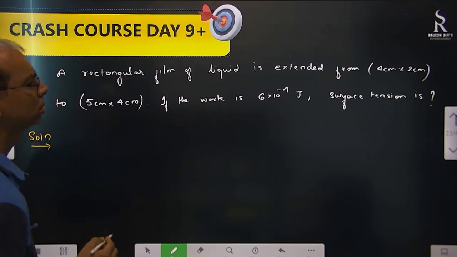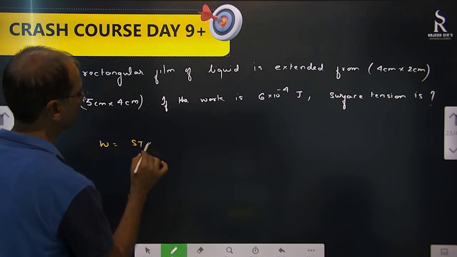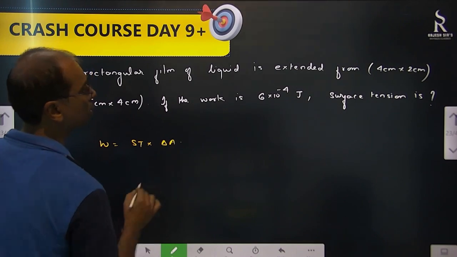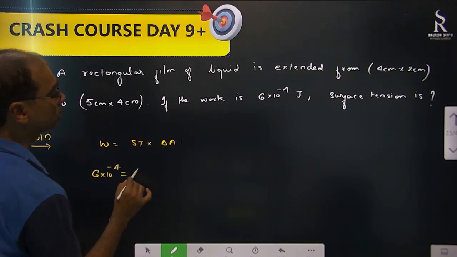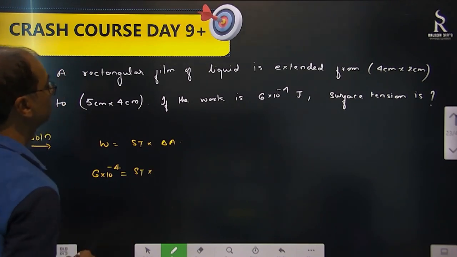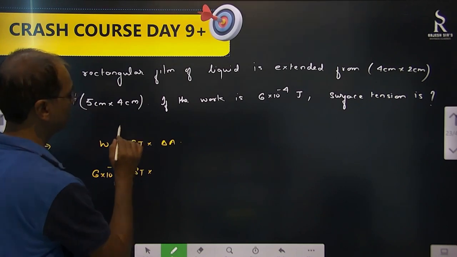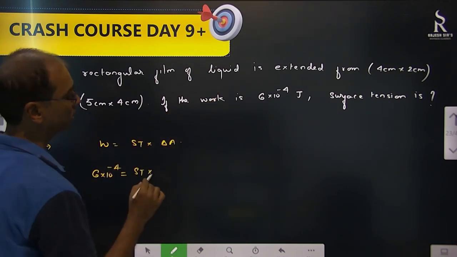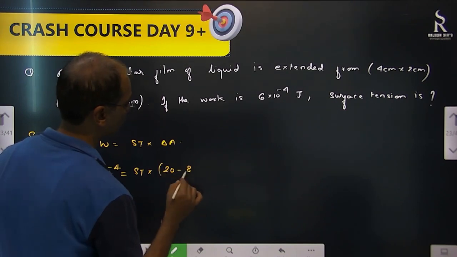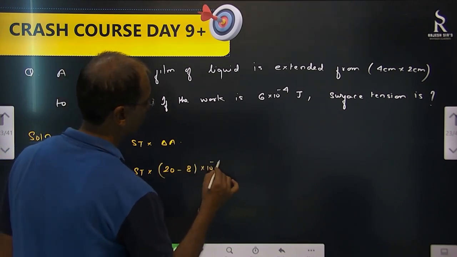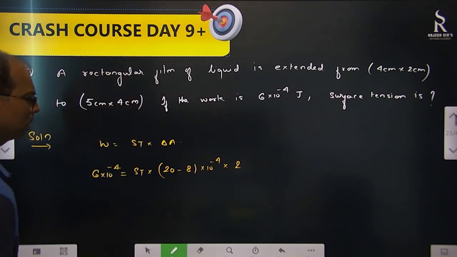What we have to do? Surface tension we have to find. Same thing: work done is equal to surface tension into change in area. Work is given, surface tension we have to find. Change in area is also given, but remember two surfaces. So it's 20 centimeter square and that is 8 centimeter square. 20 minus 8 into 10 to the power minus 4 into 2. Why? Because two surfaces.